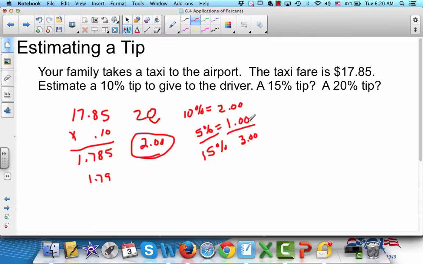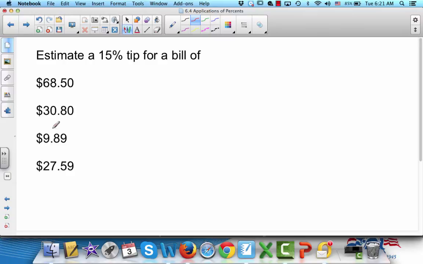All right, now, if 10% is $2, then 20% is going to be equal to, right, because 10% times 2 is 20%, so 2 times 2 is $4. Okay, you take that information and see what you can do on the next page. Okay, pause the video and then come back to me.